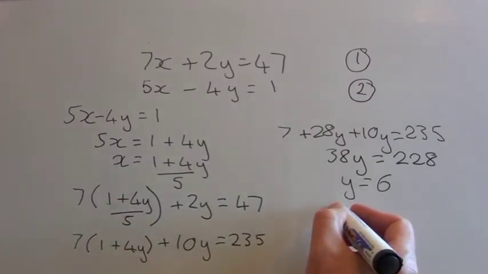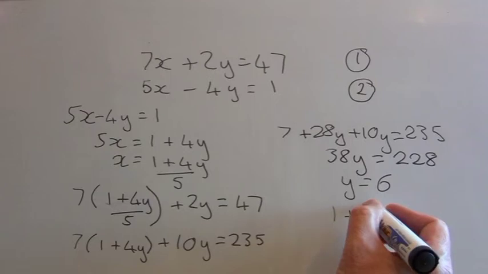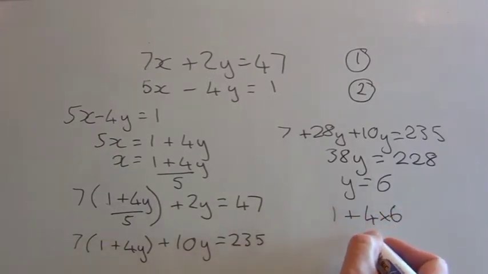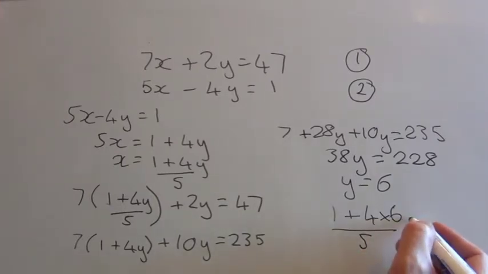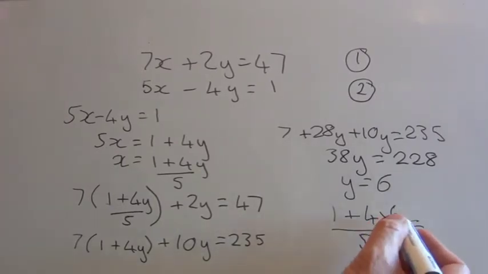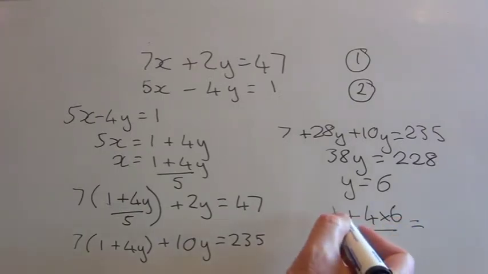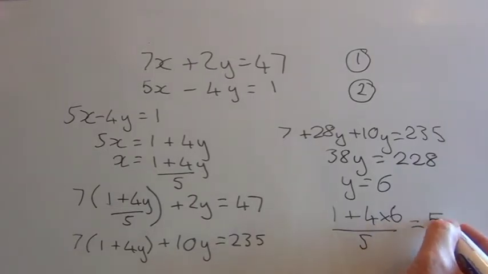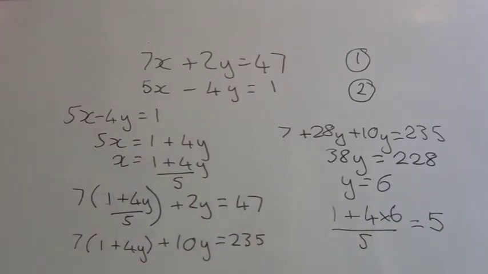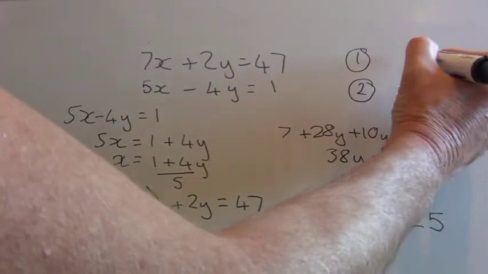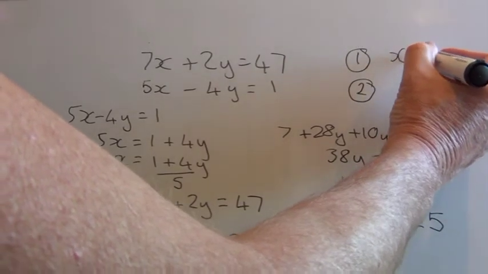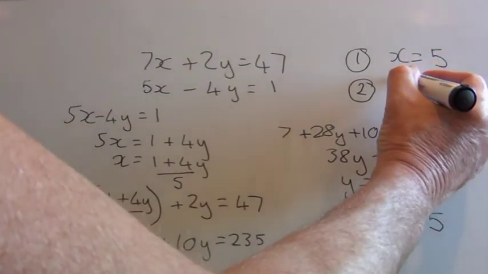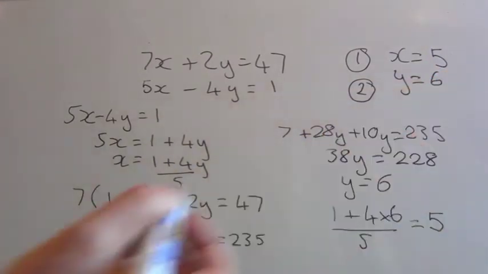So we get 1 plus 4 times 6 divided by 5, and that equals 4 times 6 is 24, add 1 is 25, divided by 5, that equals 5. So we've now got our value for x as well. So I'll write them up here. X equals 5 and y equals 6.